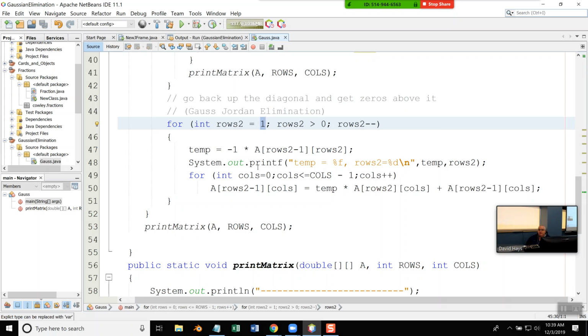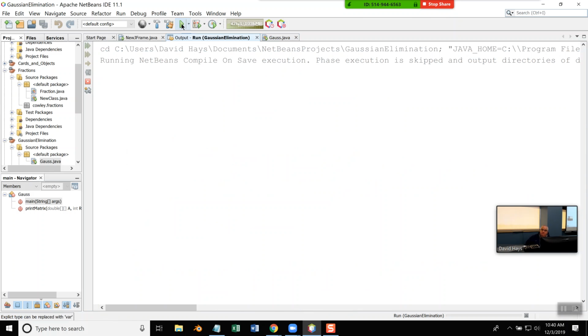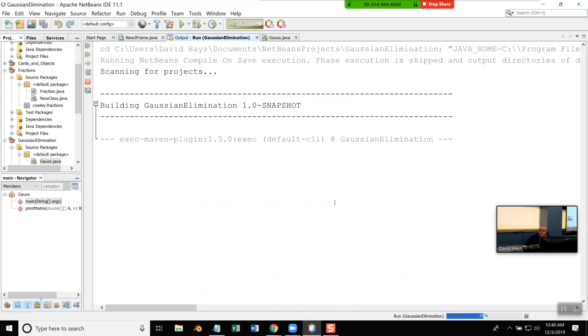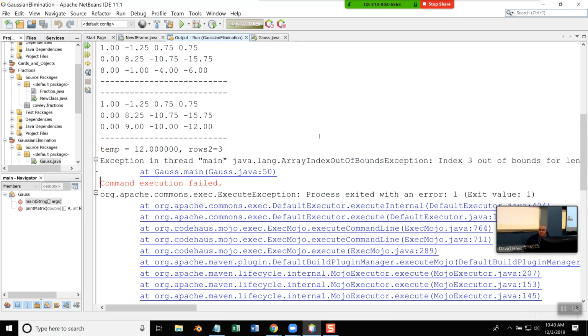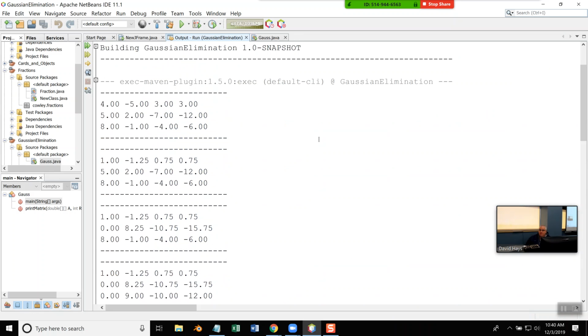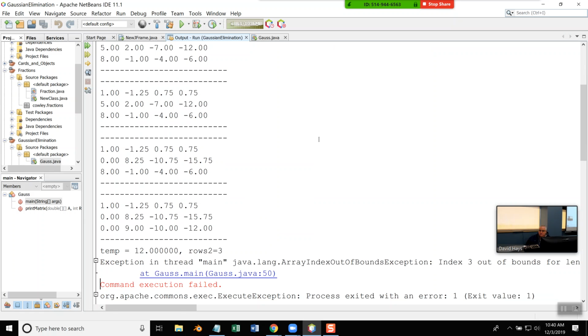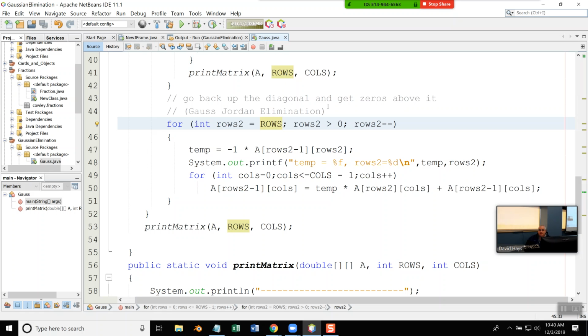Oh, what have I done? I've hard-coded, haven't I? It's starting at row 1, when it should be starting at rows. Not sure if that's a problem. How could it have broke there? What did I have there? Was there a 1? And originally I had 2 rows, didn't I? So this should be rows minus 1.